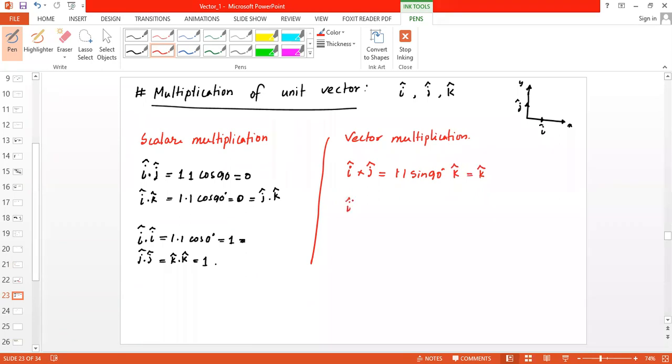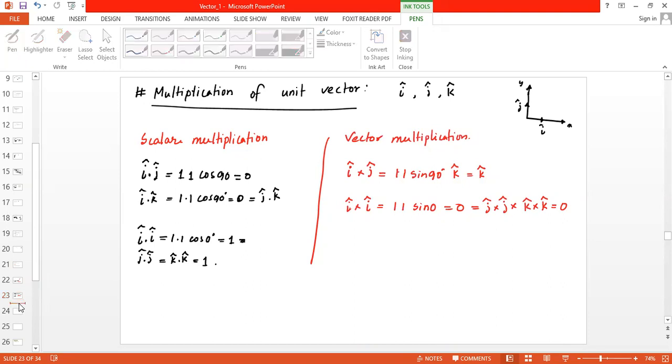And what about i cross i? i cross i equals the magnitude of i, which is 1, times the magnitude of i, which is 1, and the angle between them is 0. So 1 times sine 0. Sine 0 means 0, so that is 0. So i cross i equals j cross j equals k cross k, and that should be equal to 0. So these are the results that we are going to get if you multiply unit vectors.